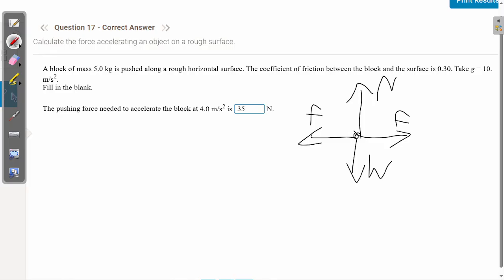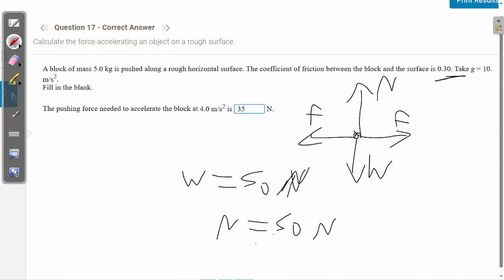First of all, let's start with the easy ones. Weight is 50 newtons, 5 times 10, and the normal will be the same, 50 newtons. Now from the normal and the coefficient of friction, we can find the friction. So friction is equal to mu N, so 0.3 times 50, which is equal to 15, I think. Yes, it's 15.